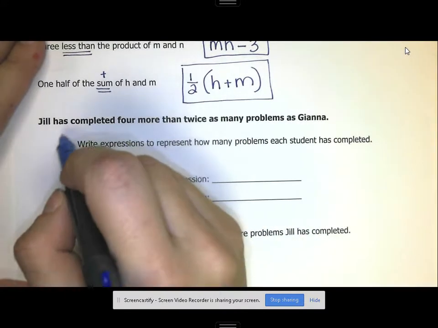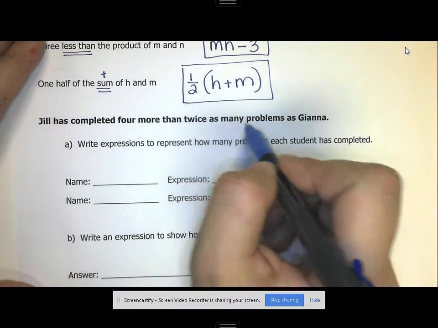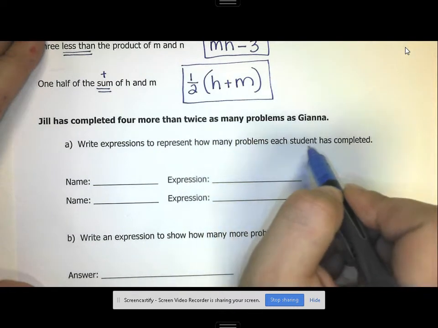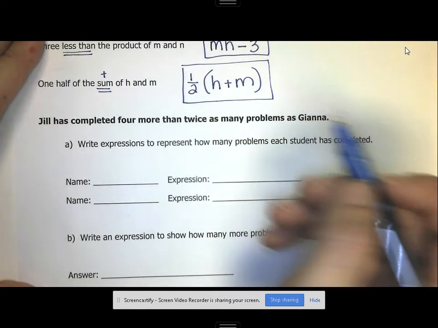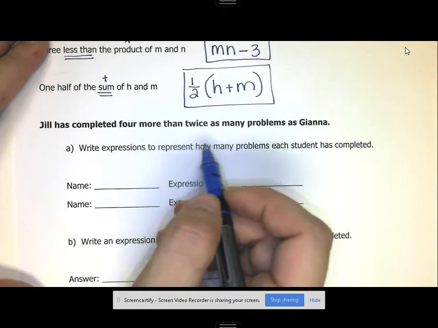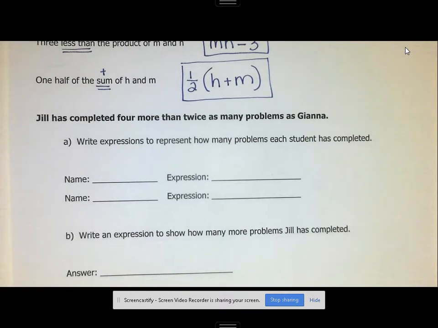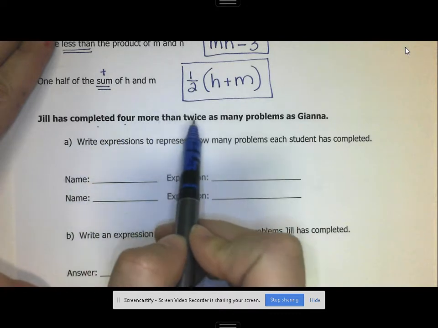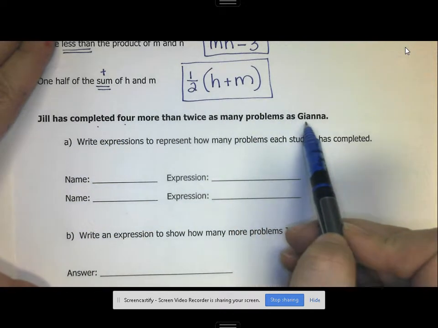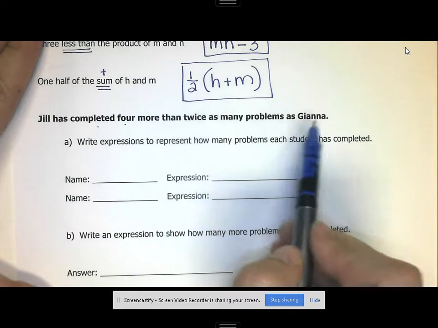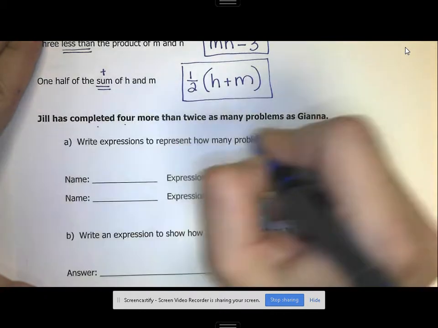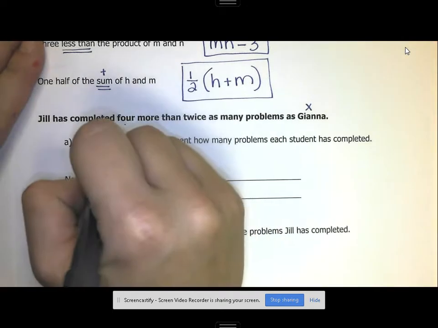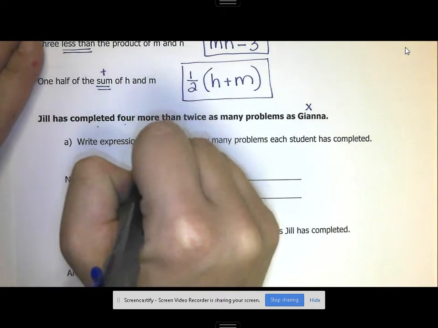Next, Jill has completed 4 more than twice as many problems as Gianna. Write expressions to represent how many problems each student has completed. Well, when we get to things like this, I like to start by saying, who am I building off of? Jill has completed 4 more than twice as many problems as Gianna. So they're comparing Jill to Gianna. So we're going to make Gianna X because we're building off of Gianna. So I'm going to say Gianna will be X.